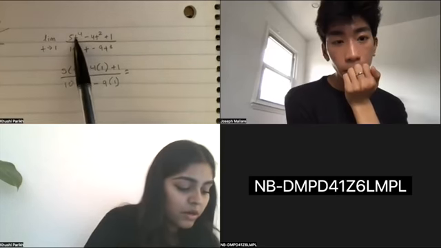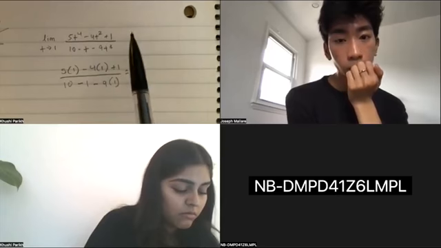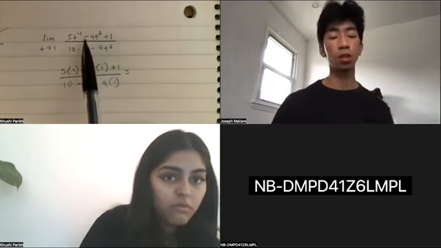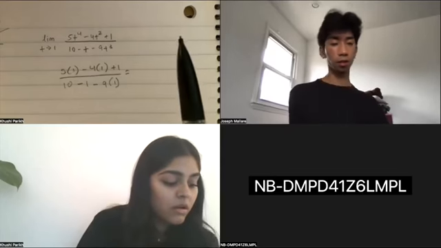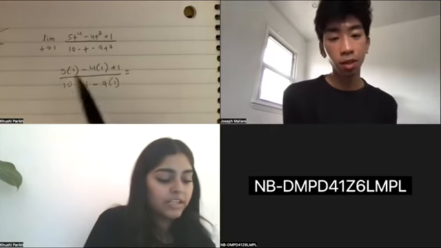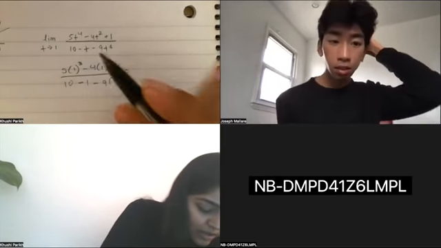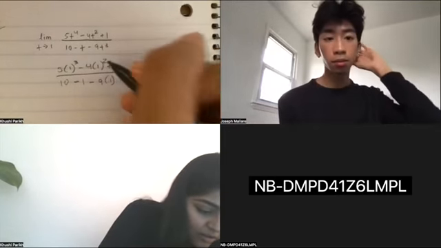Because if you plug in 1 here, 1 to the fourth power, wouldn't that just be 1? Okay, so you just did that already. Yeah, I didn't put the exponents up just because it was 1.